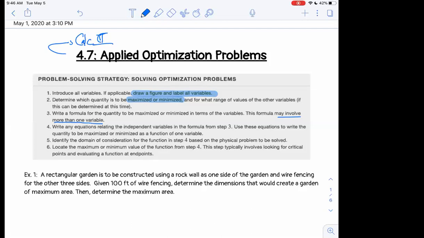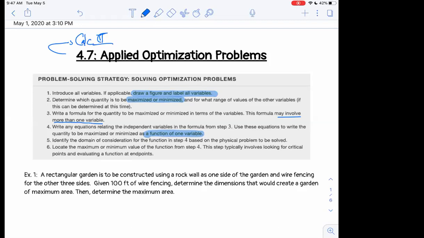Step 4, write any equations relating to the independent variables in the formula from step 3. Use these equations to write the quantity to be maximized or minimized as a function of one variable. So this is really what we're looking for. We want to be able to write a function with only one variable. And the last 2 steps, we're going to identify the domain of consideration based on the physical problem. And then step 6, we're going to locate the maximum or minimum value.